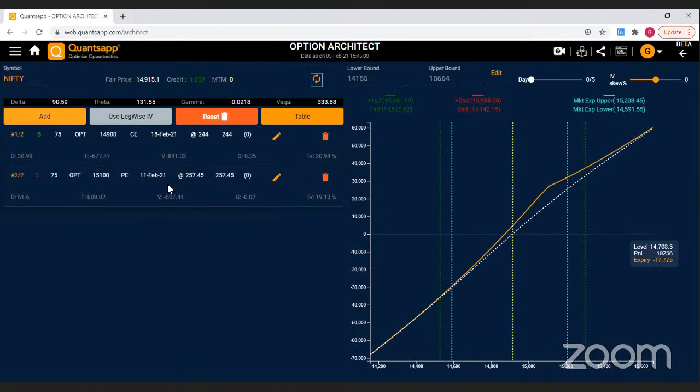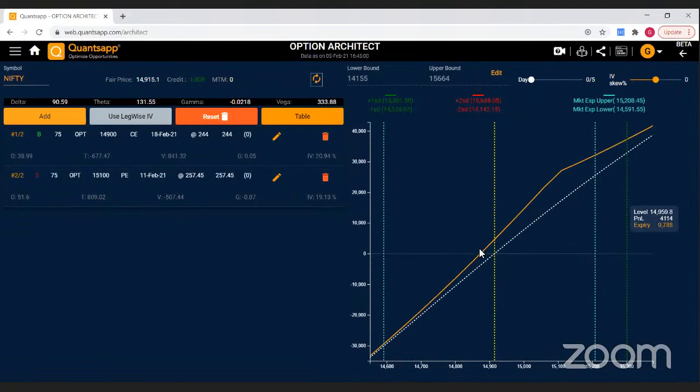So I randomly added one more leg. I shorted a put option of 15,100. So that's an in the money put option I shorted, and I'm buying an at the money call option. I don't know what my profit and loss could be, but I can see something. This could be my profit and loss.